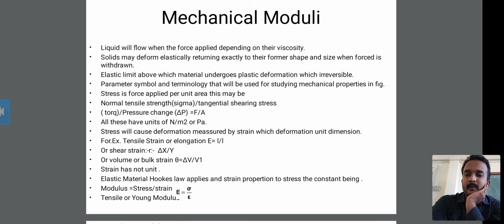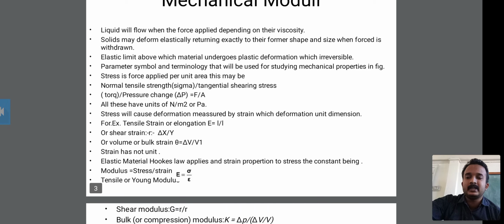And the elastic material Hooke's law applies and the strain is proportional to stress, the constant being. तर in this elastic material therefore this Hooke's law is applied and the strain. म्हणजे अप्लाय कशावर होतो? Strain वर. Hooke's law applies and strain is proportional to the stress, the constant being.